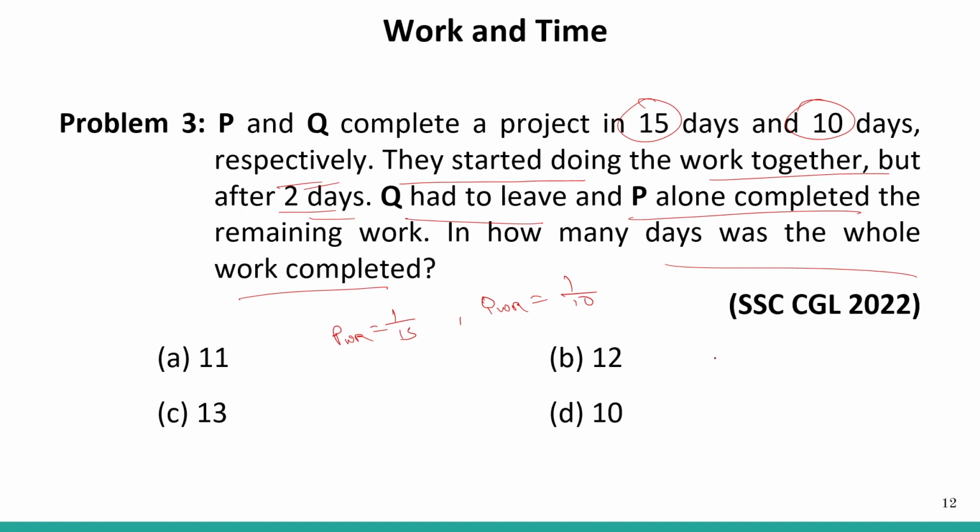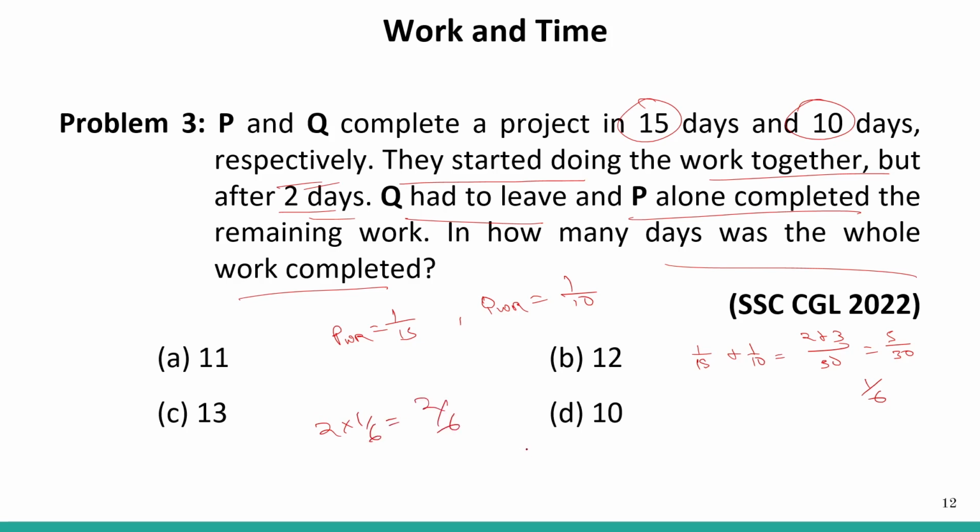So combined work rate will be what? So this is equal to, not 15, it will be 30, right? So 2 plus 3 is equal to 5 by 30. So 1 by 6. So combined work rate is 1 by 6. So if they work for 2 days, 2 into 1 by 6 is equal to 2 by 6.